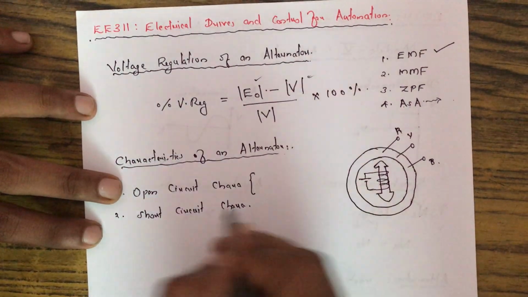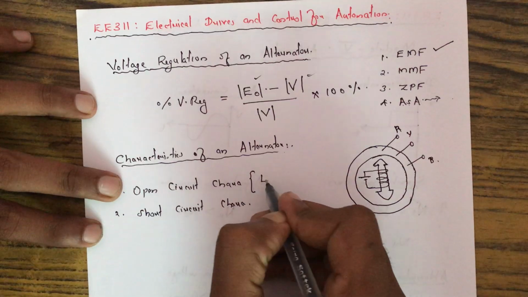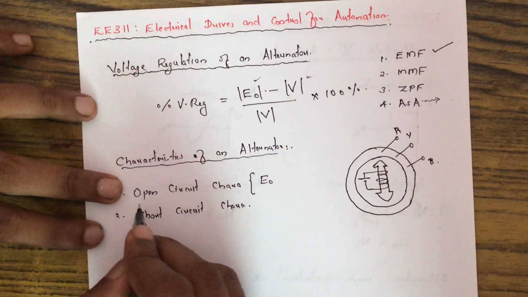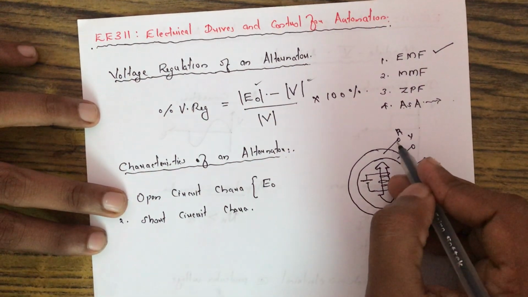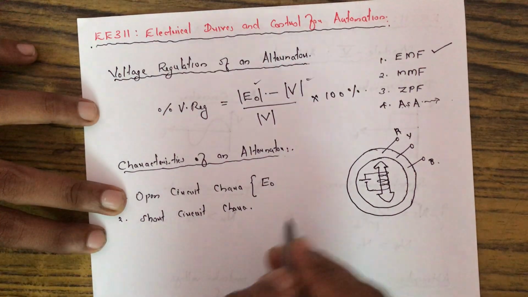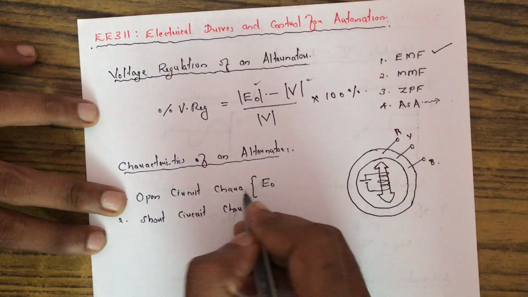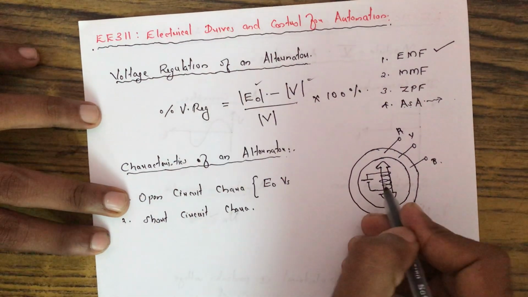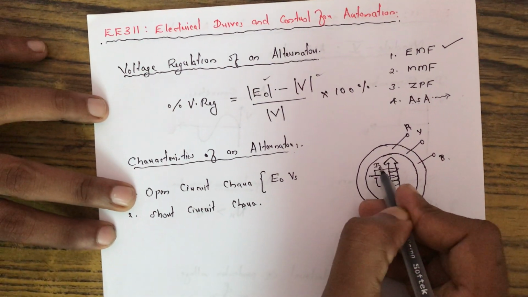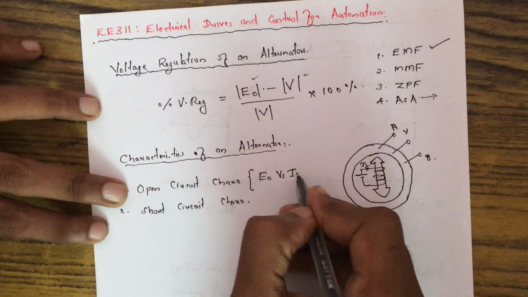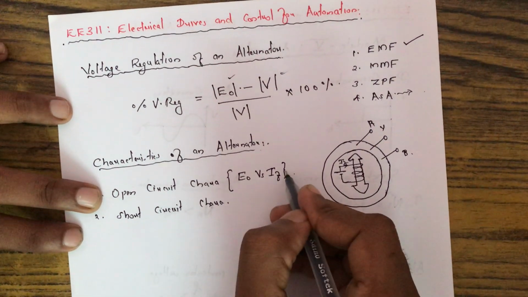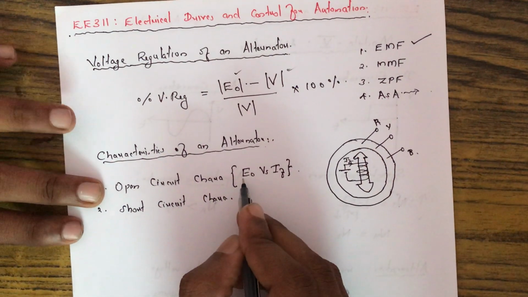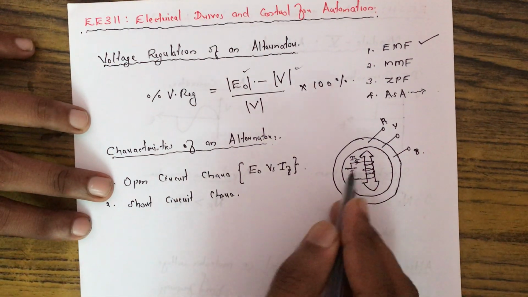So the open circuit curve is the curve plotted between the no load voltage E0. As the name suggests, it is open circuit. The output terminals are open and it is drawn with the no load output voltage E0 versus the field current IF. So this is the curve plotted between the open circuit voltage E0 versus the field current IF.